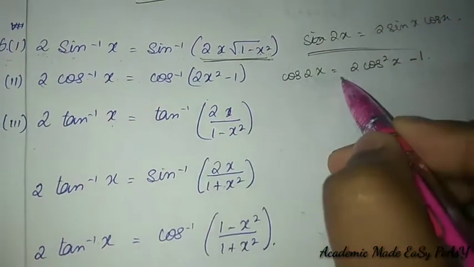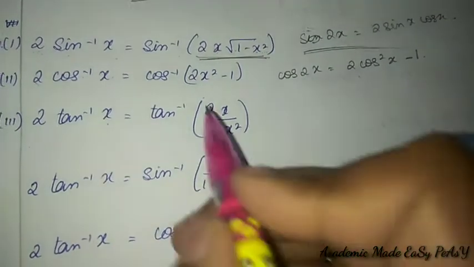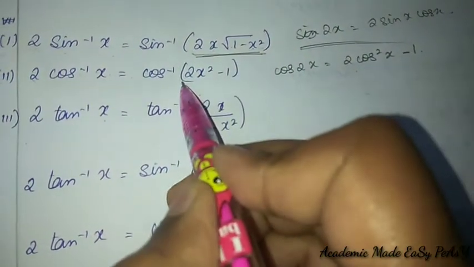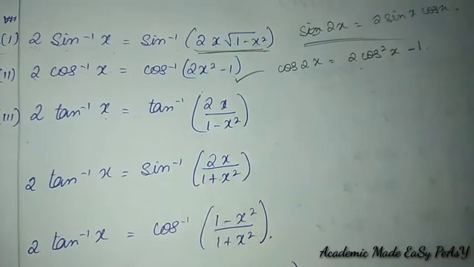So this only they have given, but the only thing is that cos is taken out and only x is present over here. So this will be 2x square minus 1. So this is also done.